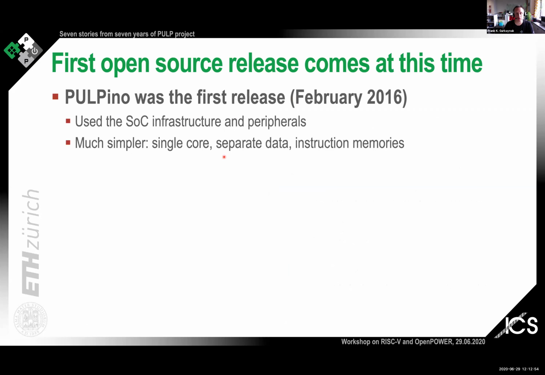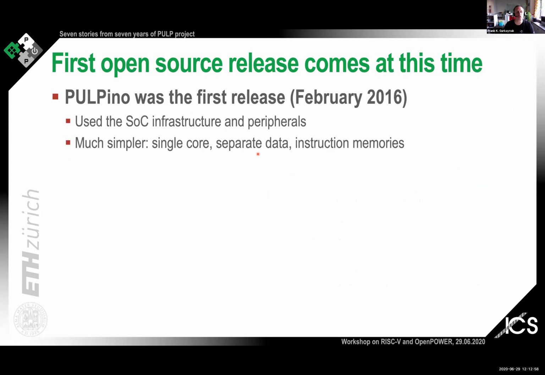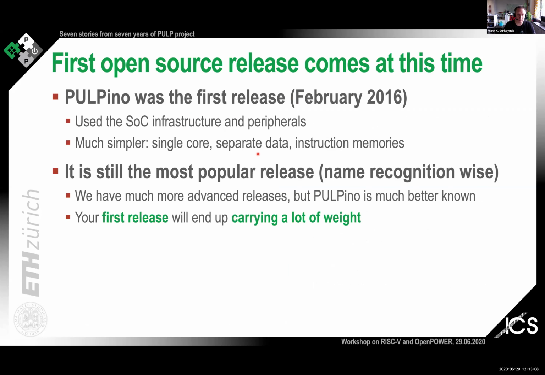So we took the infrastructure, the peripherals, the top part here, and merged it with a single core that has a separate data and instruction memory. Why did we do that? Because it was easy, it was fast, and that was February 2016. So this is Palpino, and there are some warning signs here.